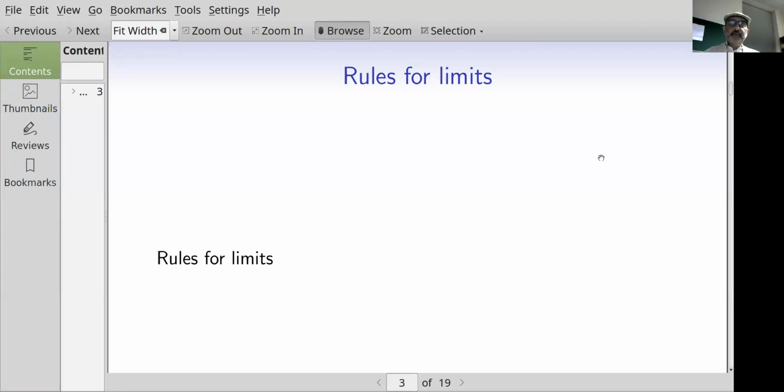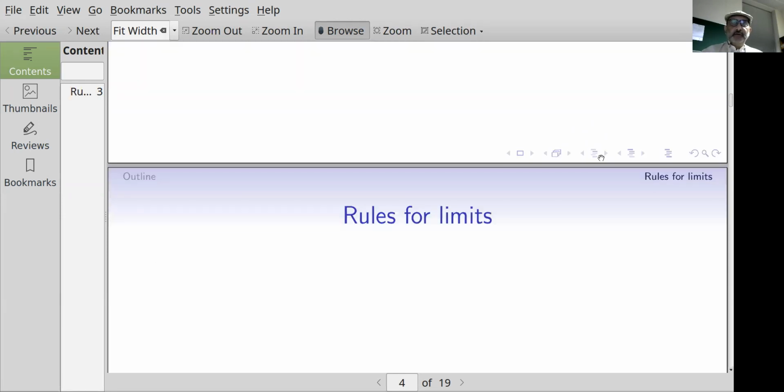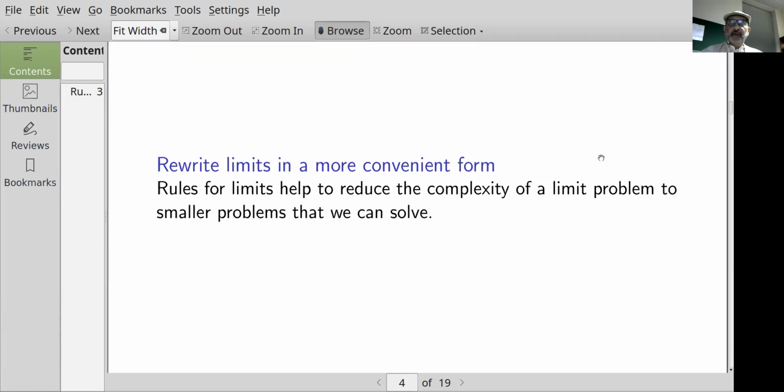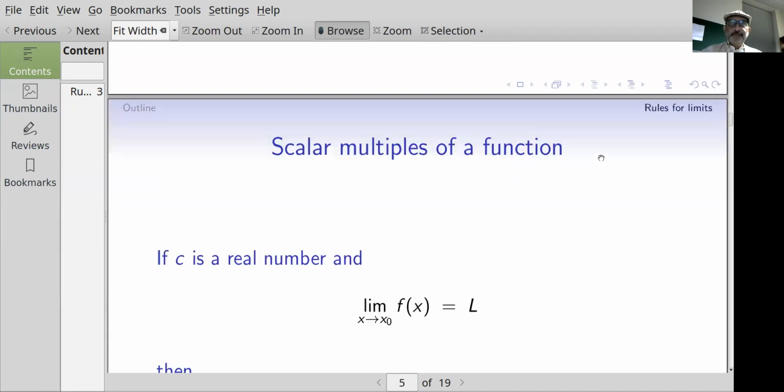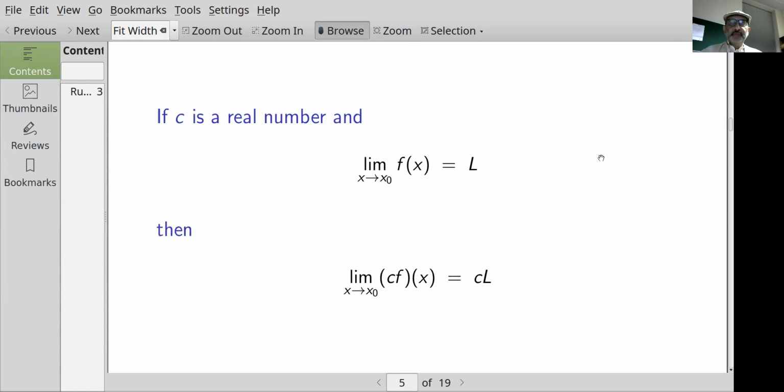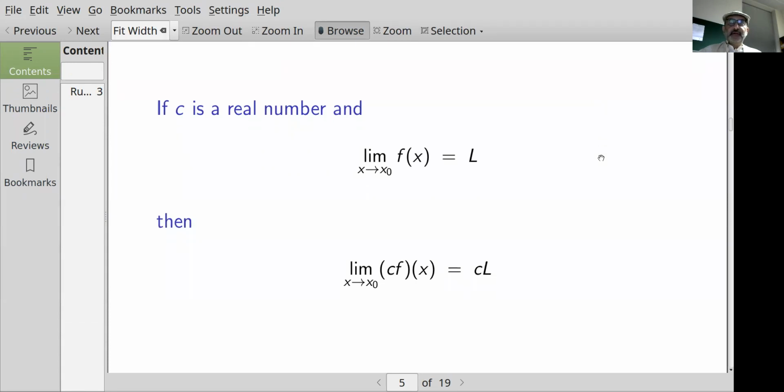Next, we consider rules for limits, and these help us to calculate limits. Basically, they allow us to rewrite limits in a more convenient form. Okay, so let's start off with one of these.